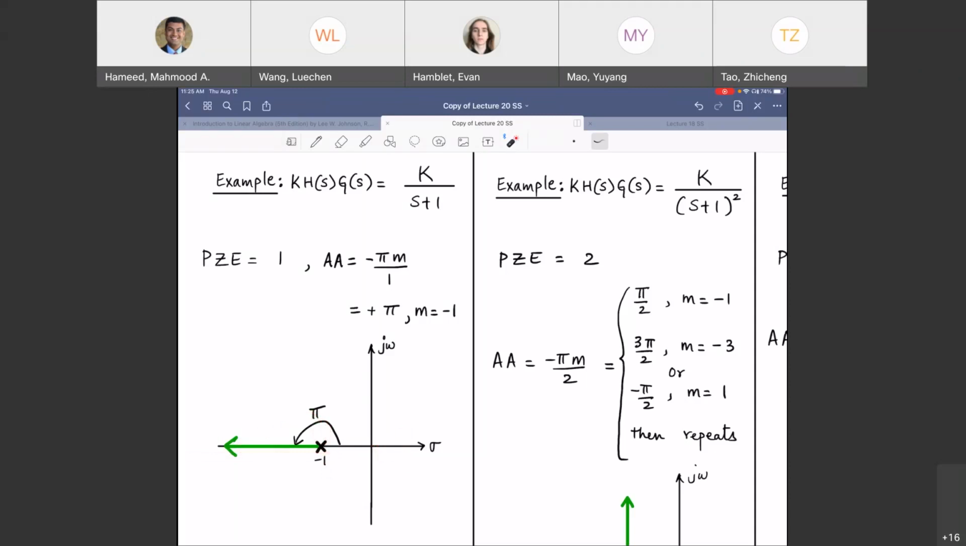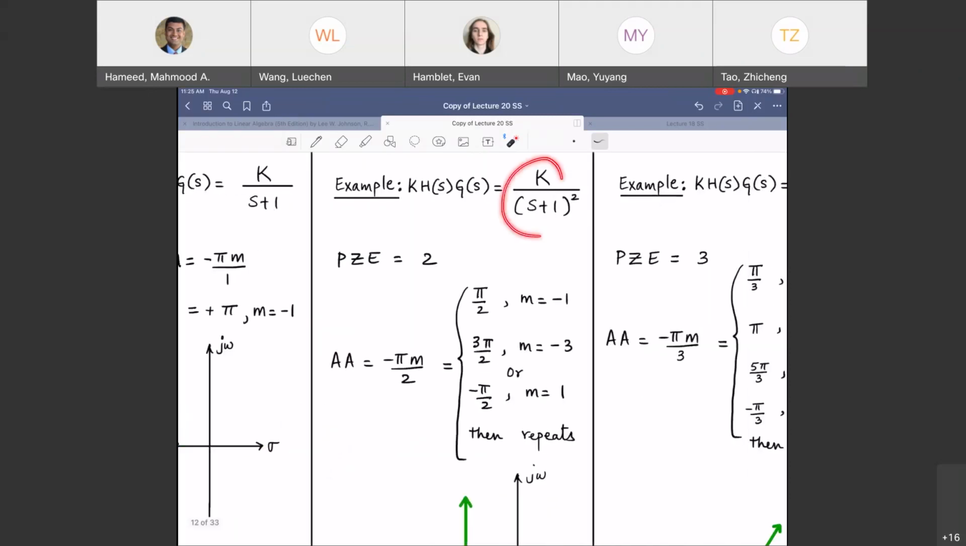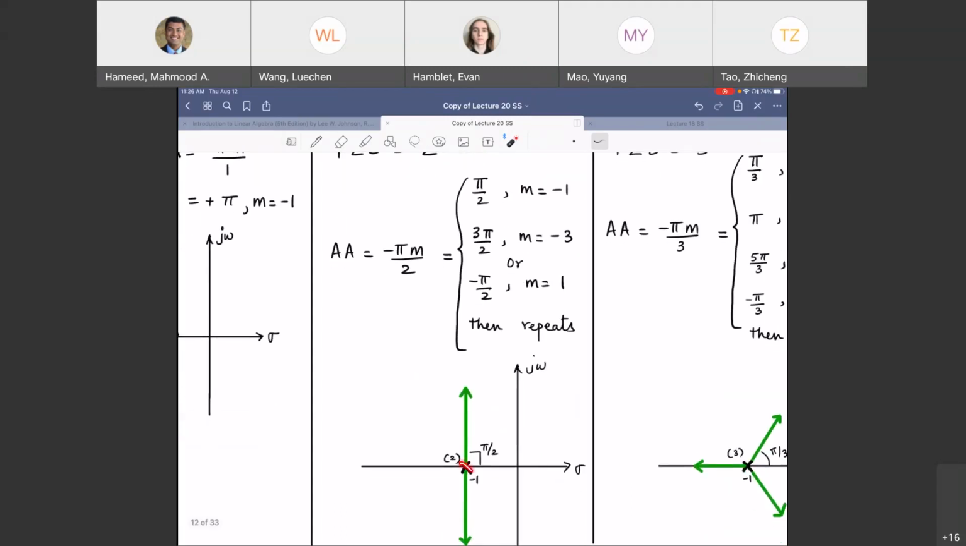Next, you have k divided by (s plus 1) squared. Pole-zero excess is 2. There are two poles, both of them at -1, right here. We know from the equal angle criteria for exiting that the root locus exits at plus or minus pi over 2. What about the asymptote angles?